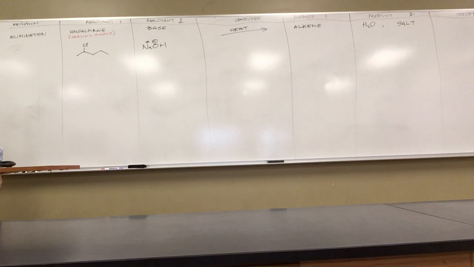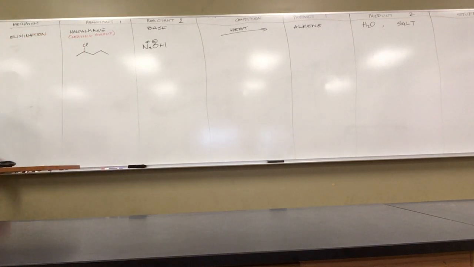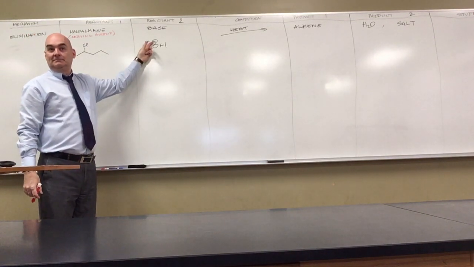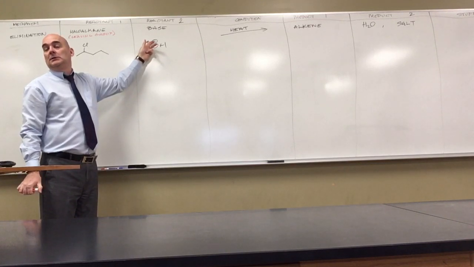There's going to be at least one arrow in this mechanism. Where does the first arrow start from? The area of high electron density. The arrows come from the place on the page where the electron density is the highest. Where's that? OH. So that's where my arrow is going to come from. Where does it go to?